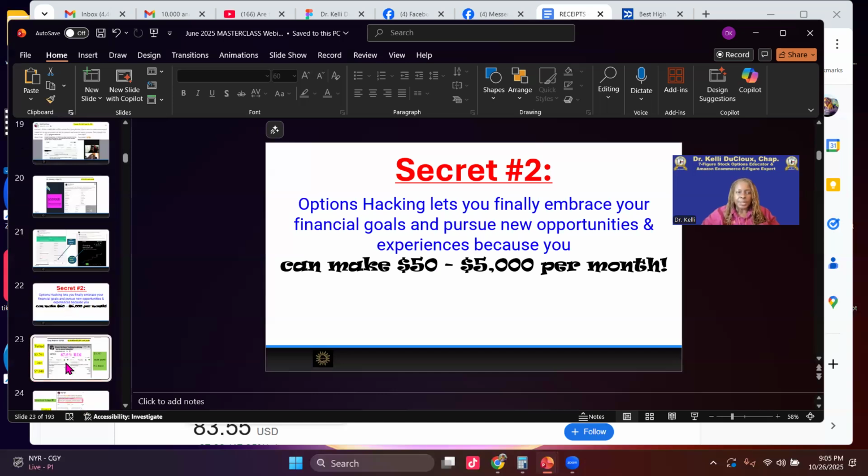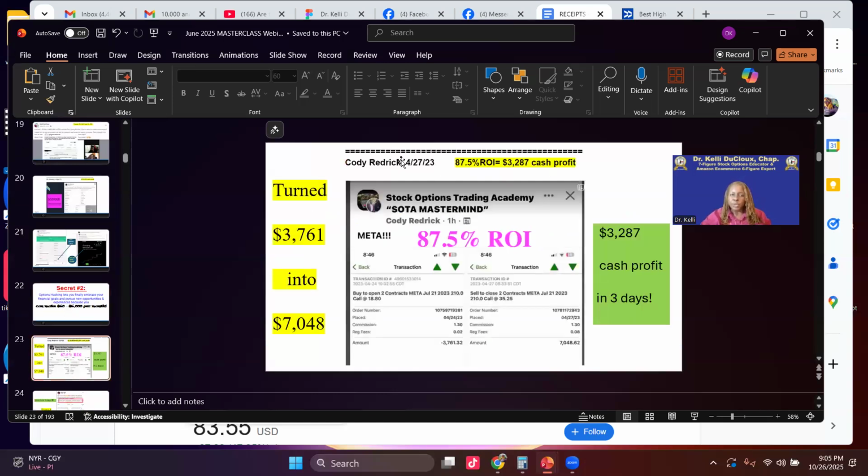Okay. So this is Brother Cody. As you can see from this date right here, it says April 24th, 2023. I'm circling it with my mouse. And this says April 27th, 2023. So we're talking about 3 days. Now, when did he take my class? He started my class in the November before. So we're talking about November, December, January, February, March, April. In 5 months, he learned how to make $3,287 in 3 days, or 87.5% return.